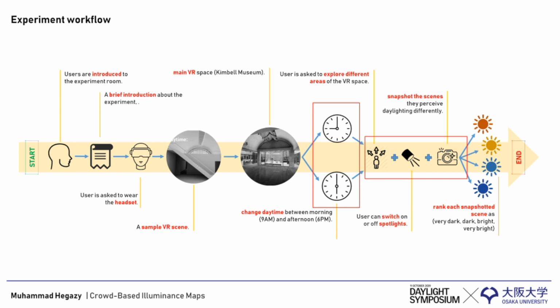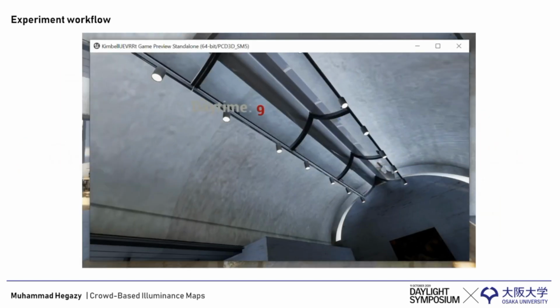And the most important part here was the task that we gave them. They could walk freely inside the environment, and when they find some scene or some area inside the environment that is more interesting or less interesting in terms of daylighting, they should snapshot it using the controllers that they have, and then rank it into four rankings, whether it is very dark, dark, bright, or very bright.